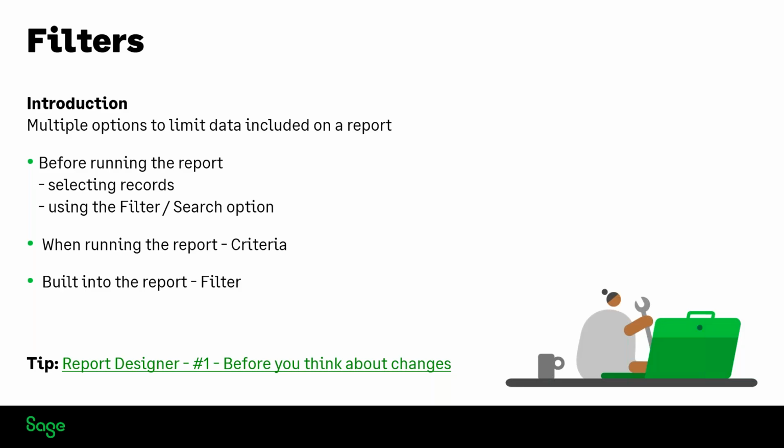Now, we did pick up on the previous session looking at criteria, so editing the criteria, that runtime option. So when you're running a report, the box that pops up to say what date range do you want to use, or things like that, what customer range or nominal range.